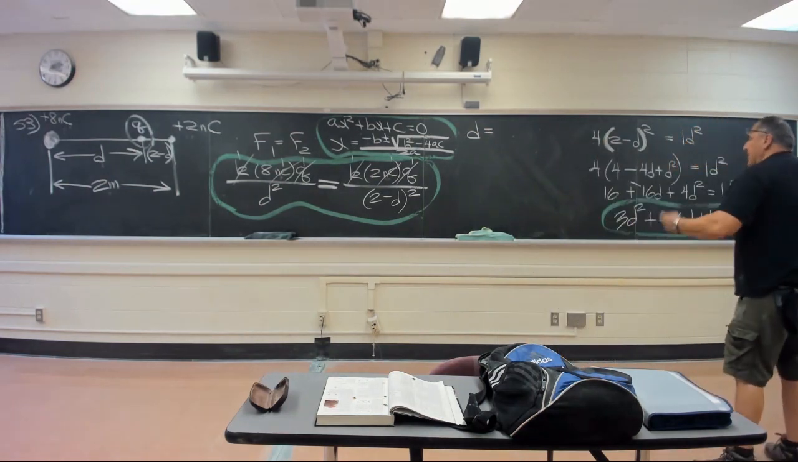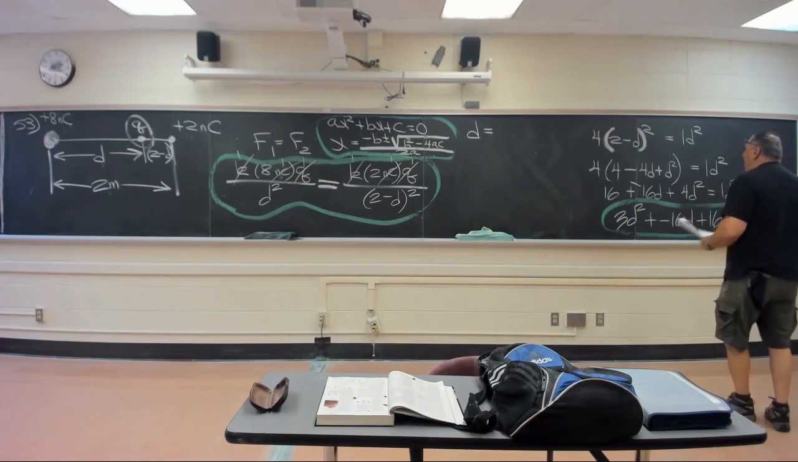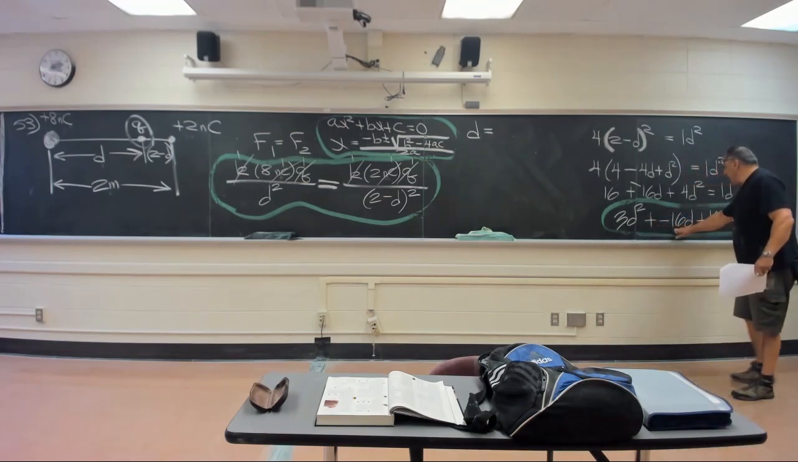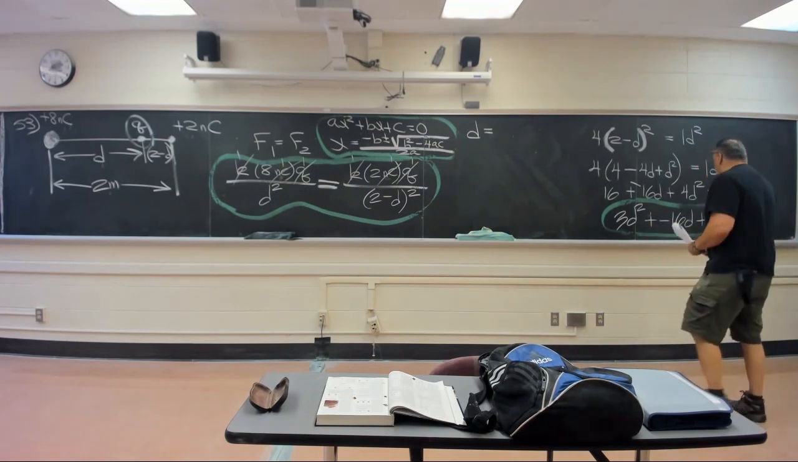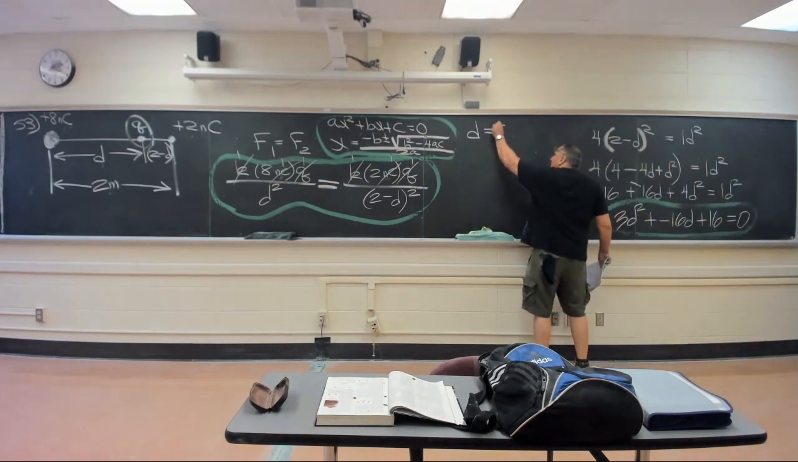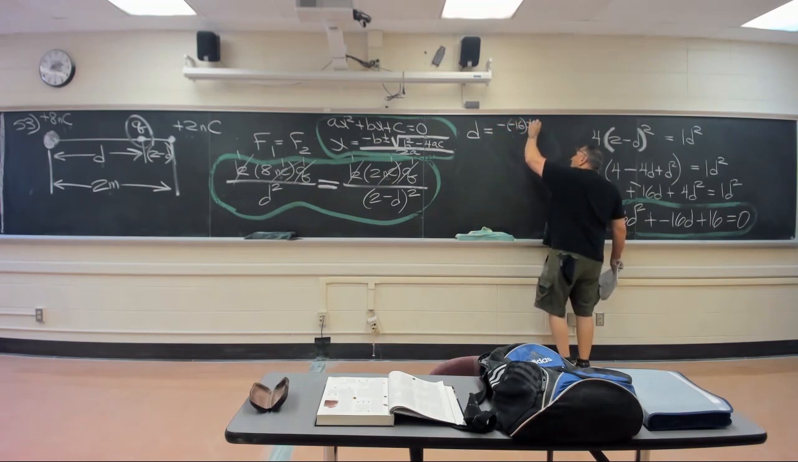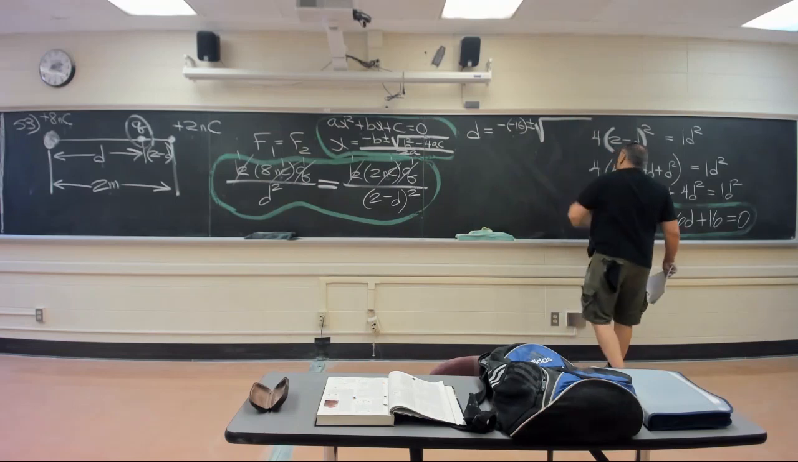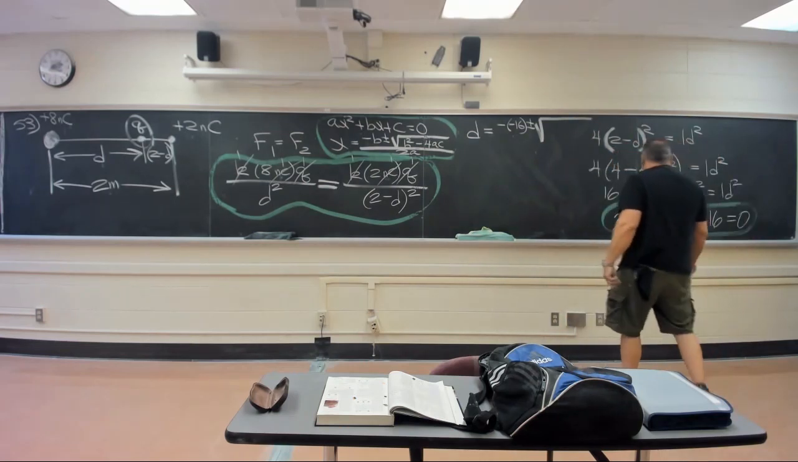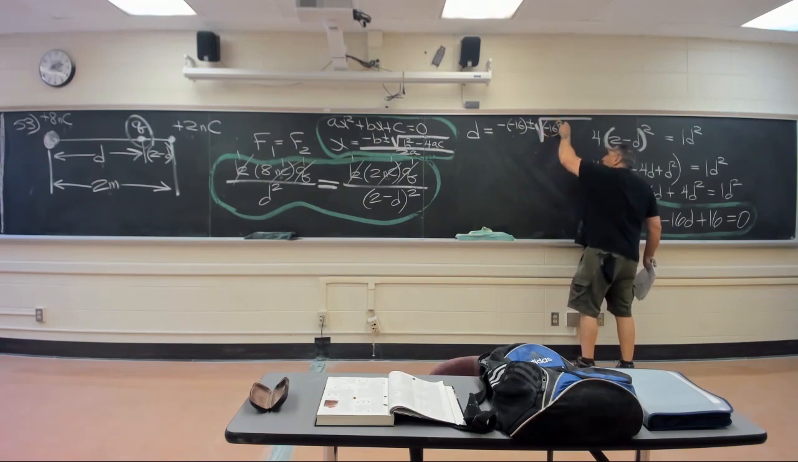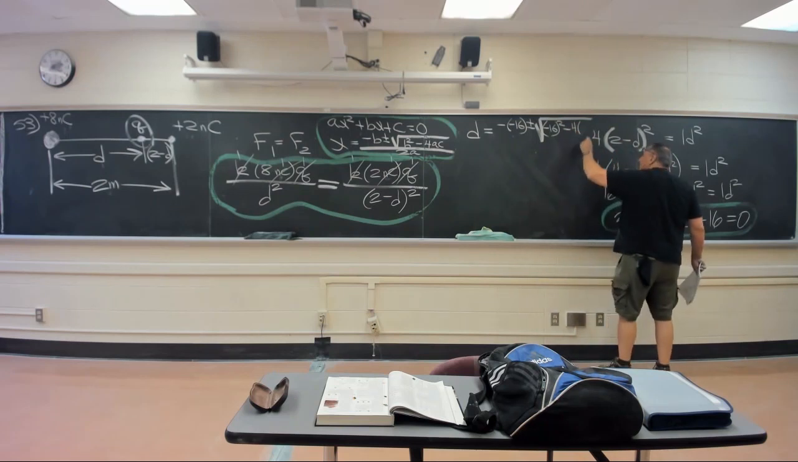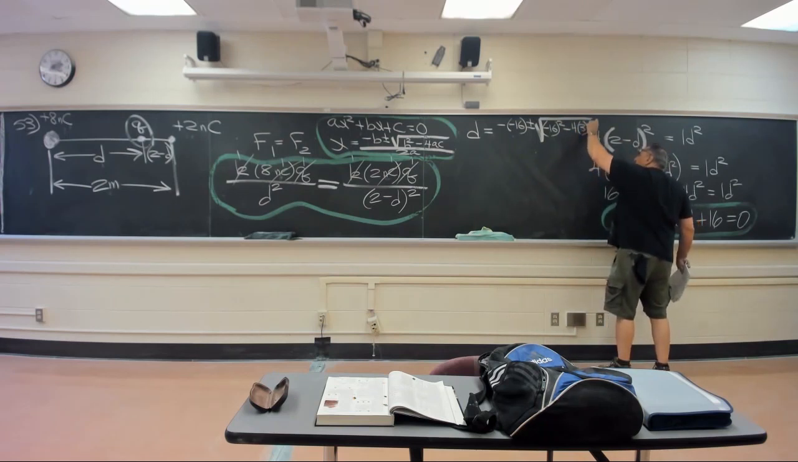D equals, again, it's the same mathematics, guys. This guy's A, that guy's B, that guy's C. The D plays the role of X. Let's go. The opposite of negative 16, plus or minus the square root of B squared minus 4AC. A is 3, C is 16.